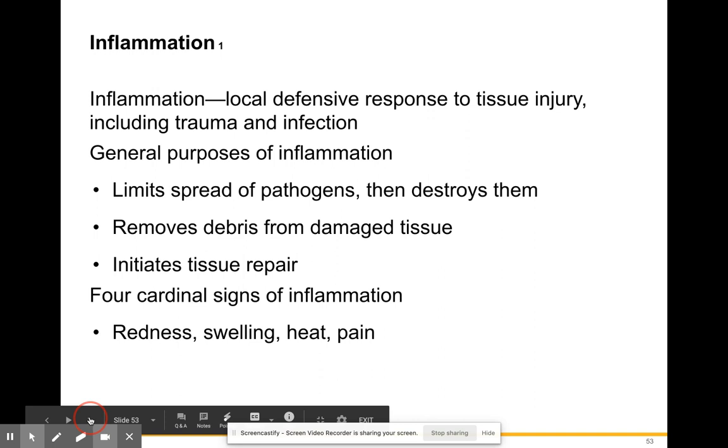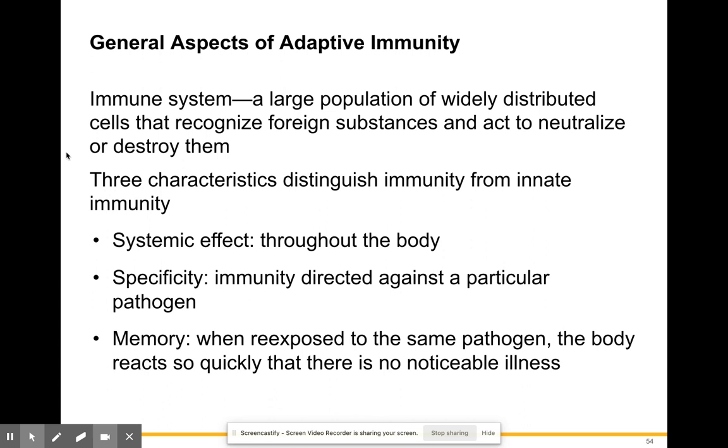Okay, so that was the innate immune system. So now we want to start talking about the adaptive immune system. Okay. So the immune system in general is a large population of widely distributed cells that recognize foreign substances and act to neutralize or destroy them, right? So that's what we've learned so far. It's a large amount of different types of cells that do lots of different types of things to cells or particles that they do not recognize. And these things vary from bacteria to viruses to pollen to dust and all other types of things.